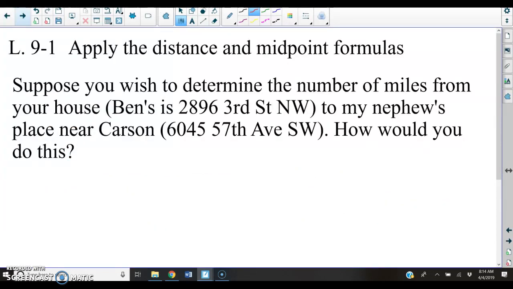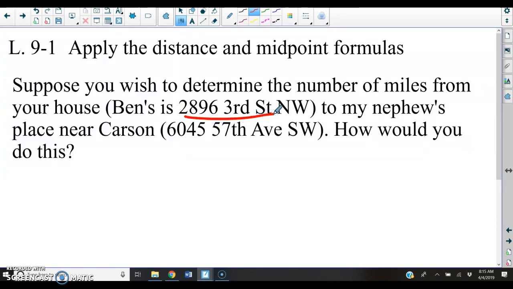Okay, first lesson, we're going to apply the distance and midpoint formulas. So suppose you want to determine the number of miles from your house, and we'll use Ben's, because that's close to Underwood, to my nephew's place near Carson, and we're just going to figure out how far it would be to fly. So Ben, you have an airplane, and we're flying to my nephew Ty's place. Okay. So let's look at those addresses.